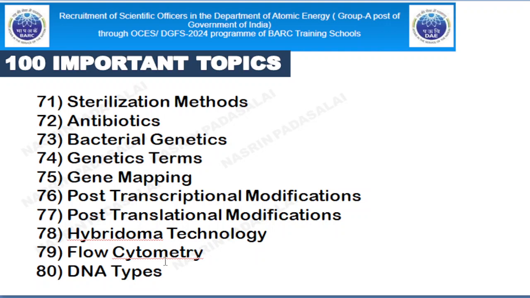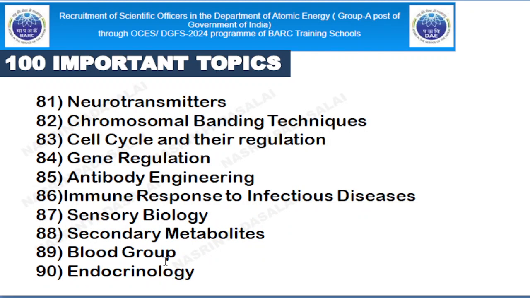Next is post-translational modification and hybridoma technology. Flow cytometry is again a very important thing. Flow cytometry followed by fluorescence activated cell sorting is very important. Next is types of DNA, A DNA, B DNA, Z DNA, and types of RNA. Next is neurotransmitters: types of neurotransmitter, their biosynthetic pathway or precursor, and while studying neurotransmitters, you need to study action potential also. Next is chromosomal banding techniques.